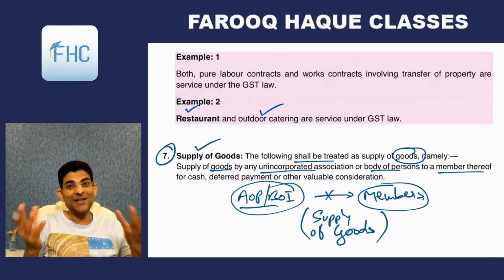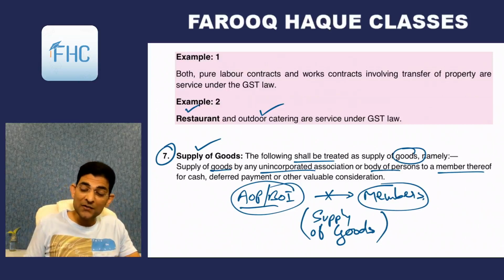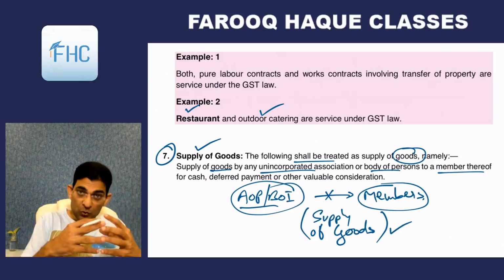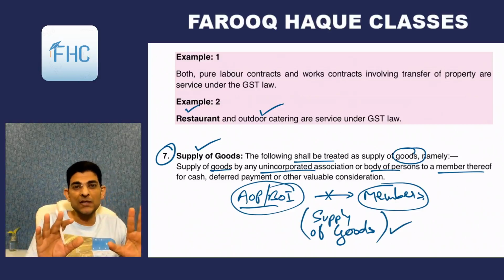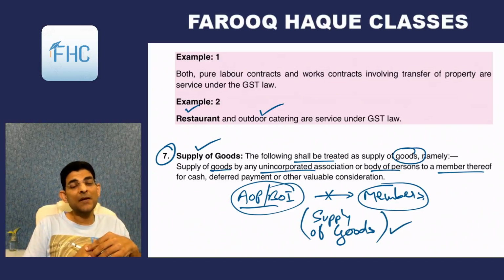A question may arise now. Is that a supply? Because they are one. They are not two different persons. So the government has written, yes, it will be considered as supply of goods and liable to GST. So the principle of mutuality, that they are a mutual entity, does not apply in GST, but it applies in income tax. In income tax, the principle of mutuality applies.